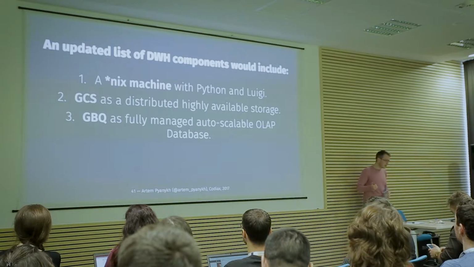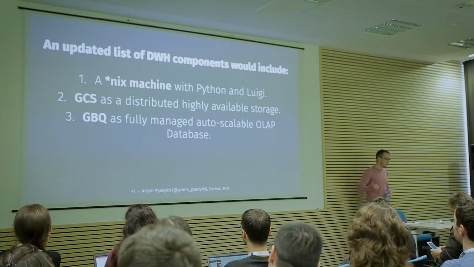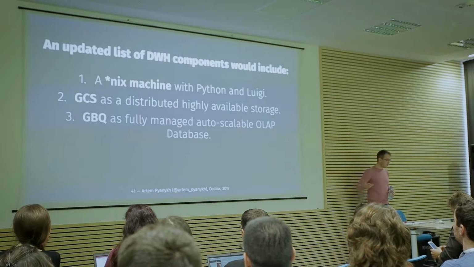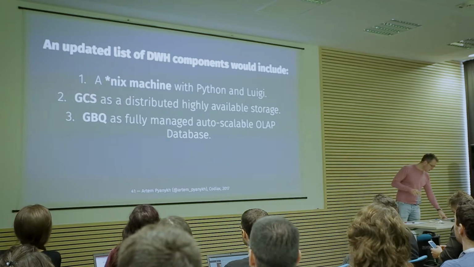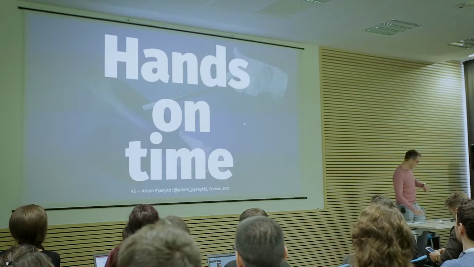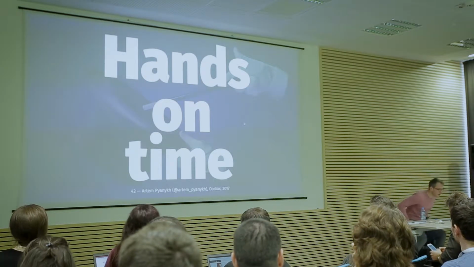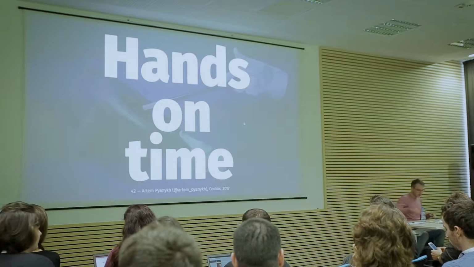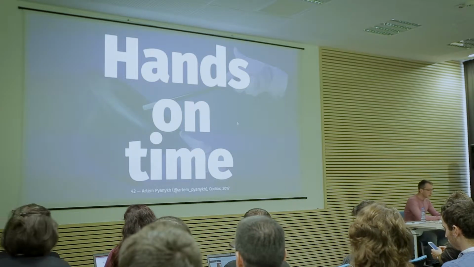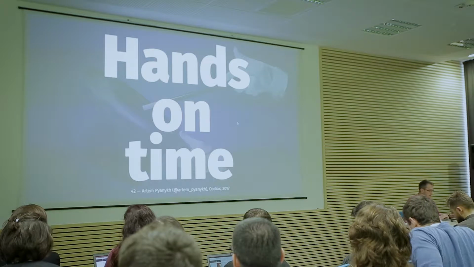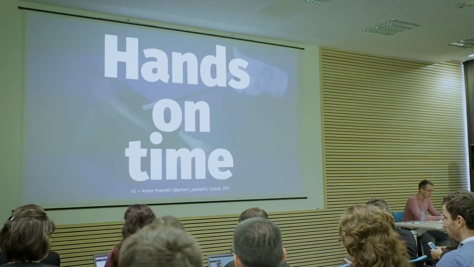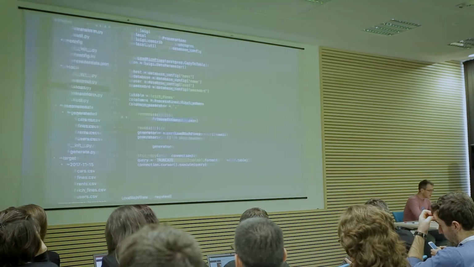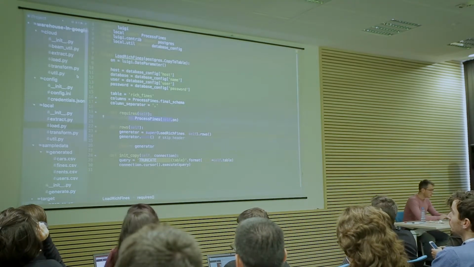Nice. So, basically, if we update our list of data warehousing components, we still have this Unix machine with Python and Luigi. We have cloud storage as distributed, highly available storage, and we have BigQuery as a fully managed autoscalable OLAP database. So, let's get to the next part, and let's see how exactly this will look. What kind of changes we need to make to the processing to make it work on the cloud.